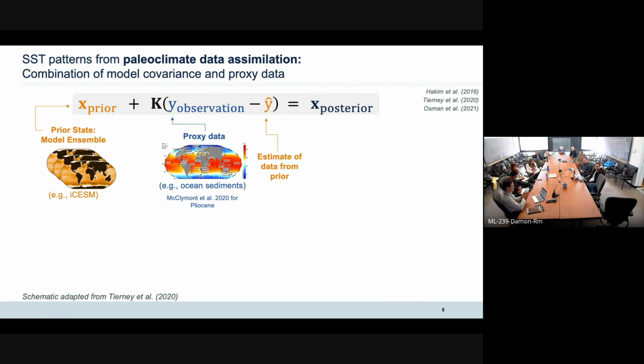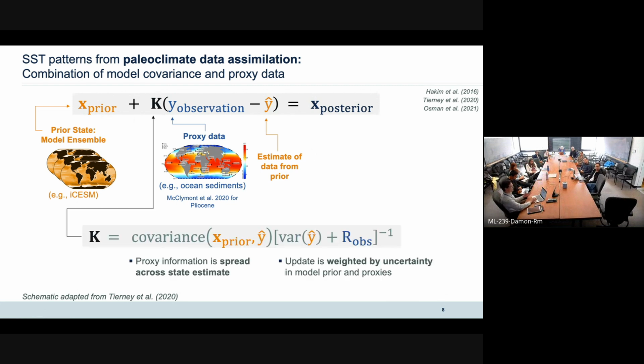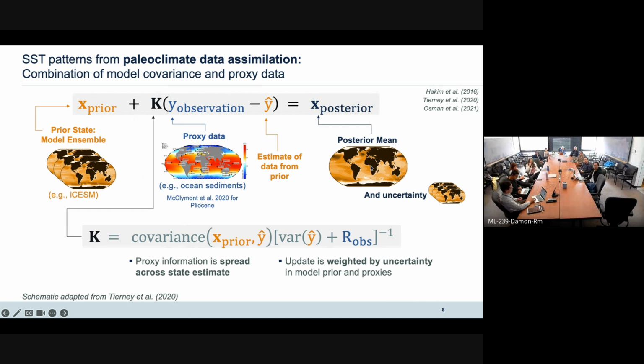And then to spread the differences in the data versus the prior across the rest of the climate state, we use the Kalman filter, or this is the Kalman gain, sorry. So the model covariance between the location of where we have the data and how that varies with the rest of the state shows up in the first part of the Kalman gain. And then the strength of the update is weighted by uncertainty in the prior and uncertainty in the data. So if you have more confidence in your data, you get a stronger update across the climate state. Most important thing to know is that we come out on the other side with an updated ensemble mean that accounts for the model prior and the data. And we also have an estimate of uncertainty on the other side. So we can propagate all of that through to our future estimates of climate sensitivity.